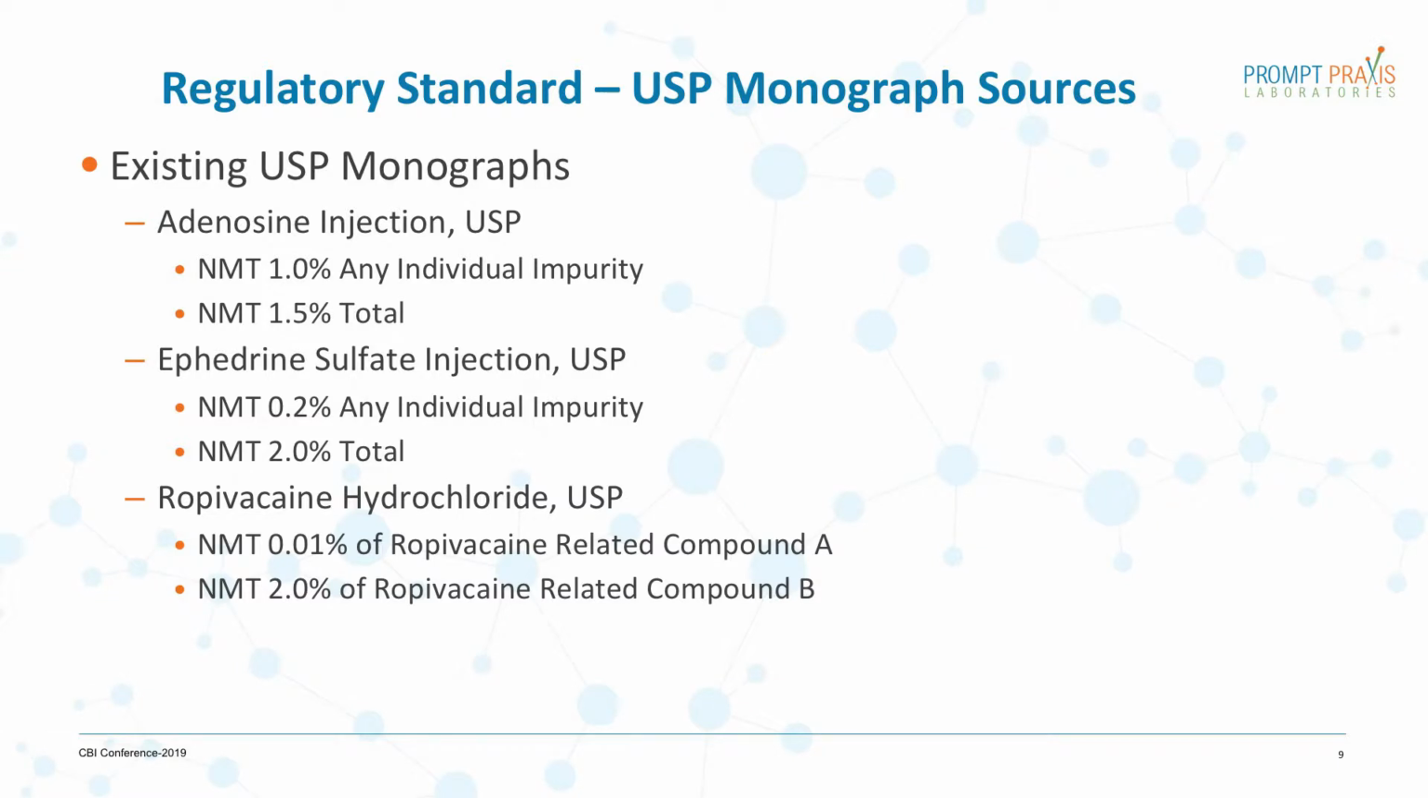As I mentioned, there are several monographs in the USP that now declare, and I'm seeing more and more, levels of impurities. And I've provided 3 examples here: adenosine, ephedrine, and ropivacaine hydrochloride injections.